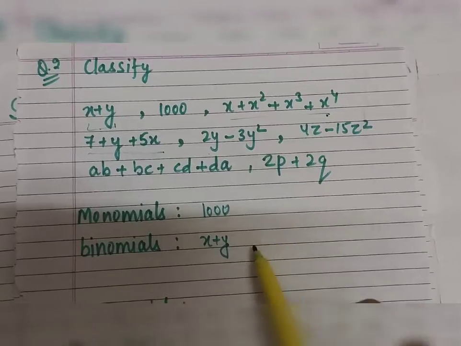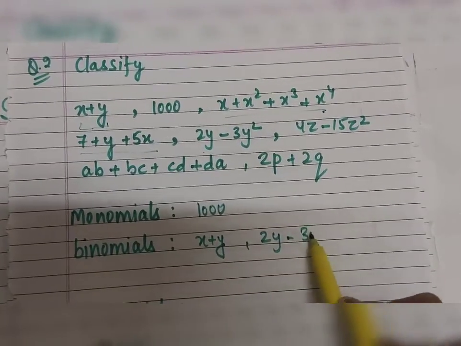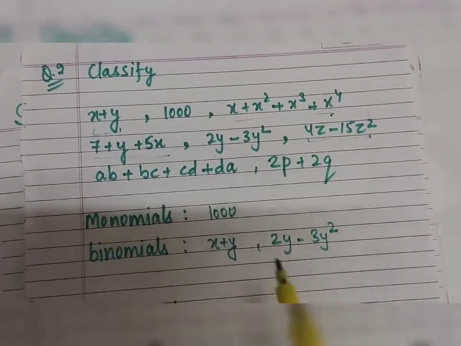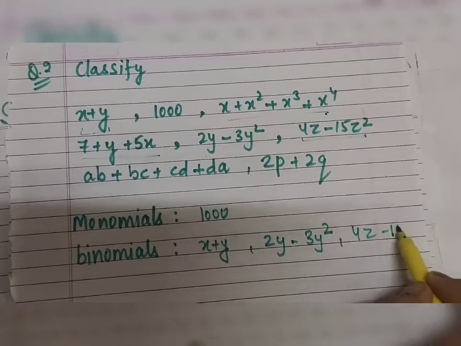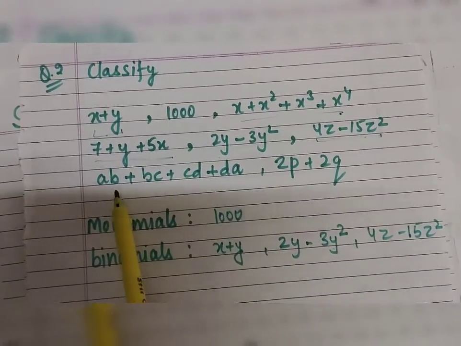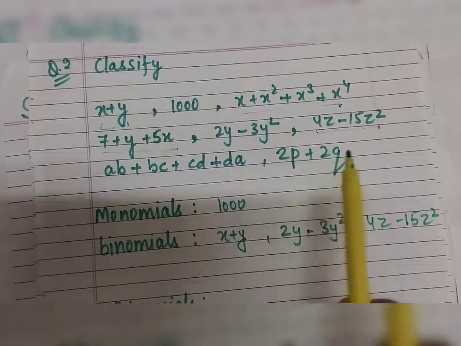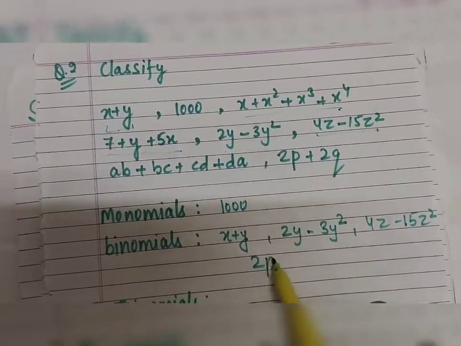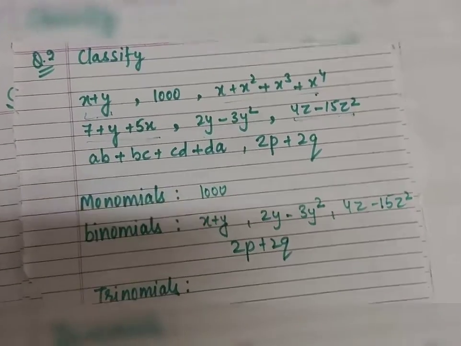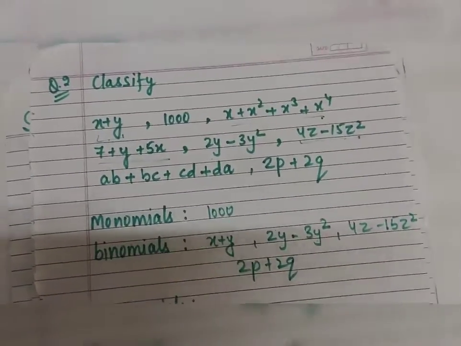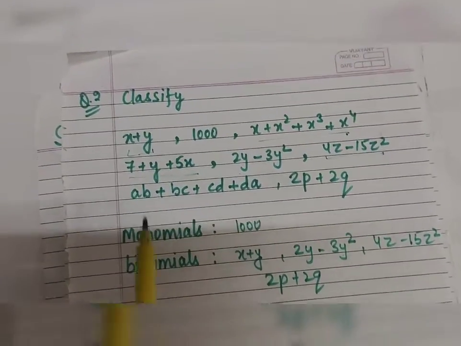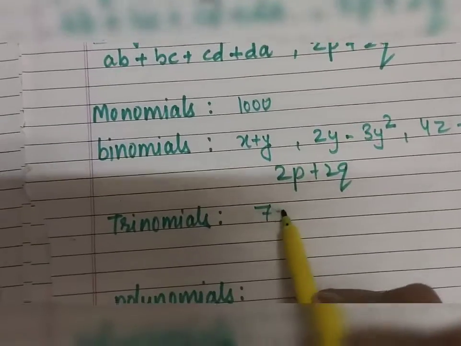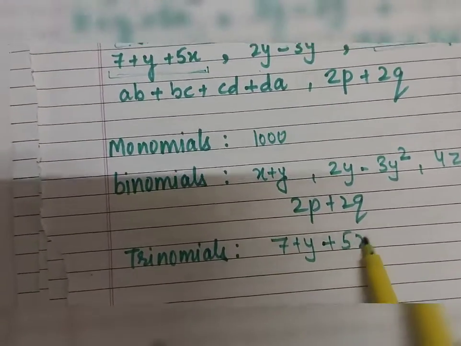These are having 2 terms, 2y minus 3y square, so we will call it a binomial. This is also having 2 terms, 4z minus 15z square. These are having 4 terms, so we will leave for right now. This is having 2 terms, 2p plus 2q, so we will call it a binomial. We will search for a trinomial here. Trinomial means those which are having 3 terms. So here we are having one example only, plus 5x.